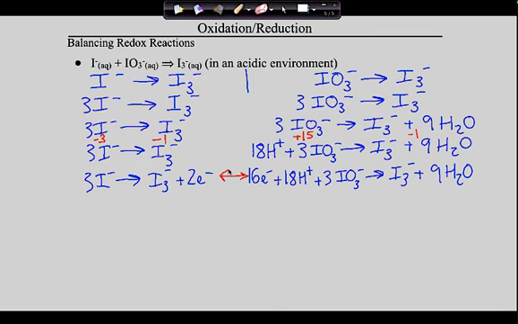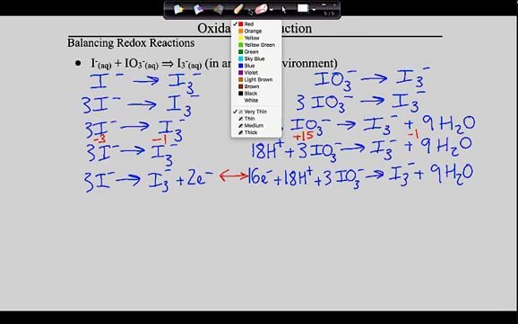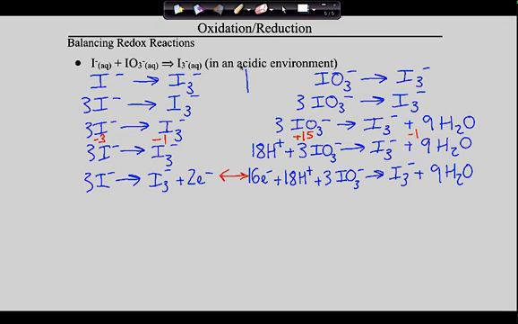Okay, now guys, moving along, what is our next step? We are going to use a multiplier to make the number of electrons equal, because the number of electrons lost and gained have got to be the same. So can we all see that we're going to multiply the left-hand half reaction by 8? Okay, so here we go. So we're going to go 24 I minus yields 8 I3 minus plus 16 electrons.